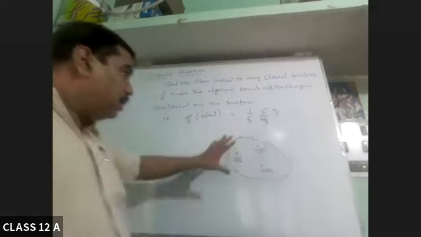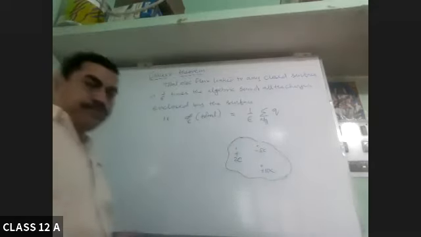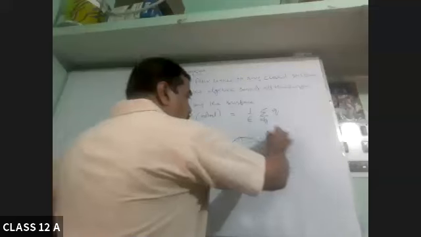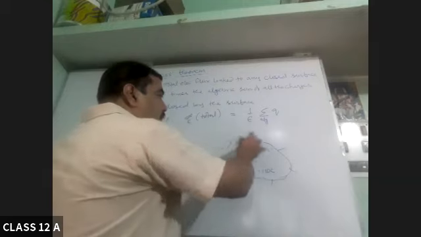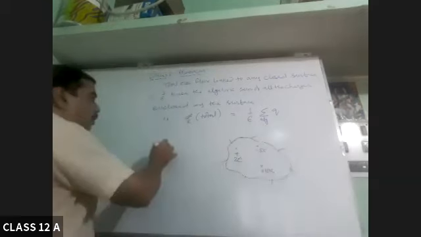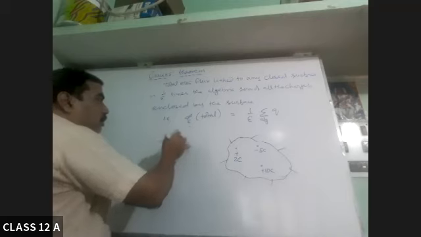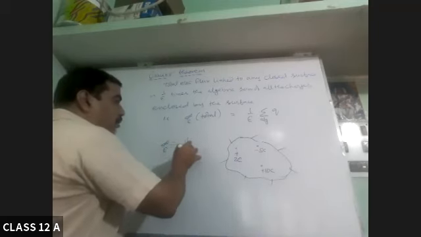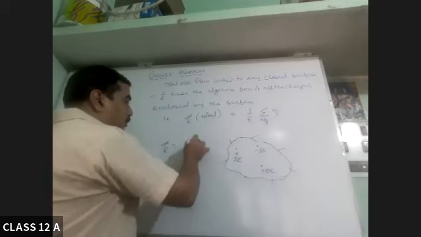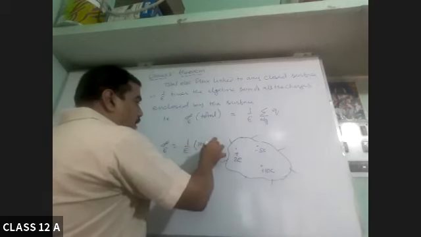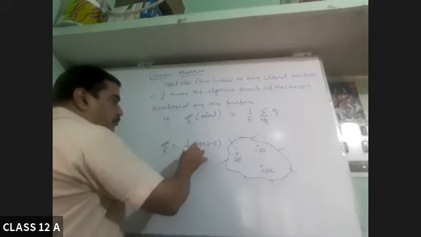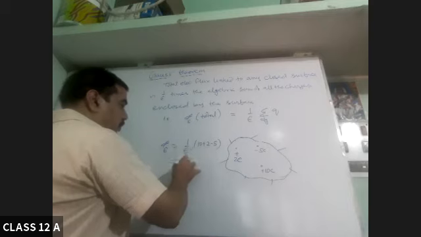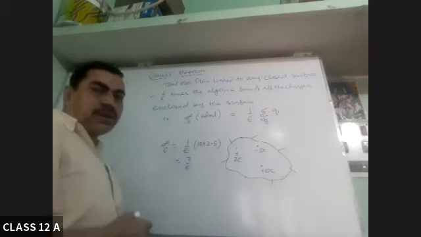So if we find the total flux linked to this surface, finally electric lines of force will come out because the positive charge is dominating. So if we calculate the total electric flux according to this, it is 1 by epsilon naught times how much? 10 plus 2 minus 5. That is the meaning. So 7 over epsilon naught will be the total electric flux.